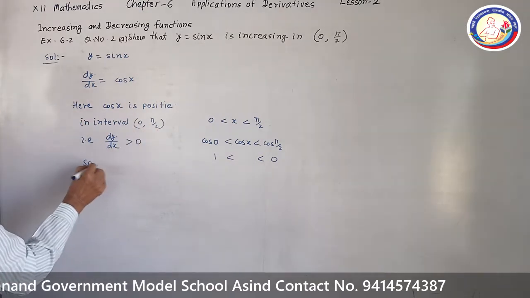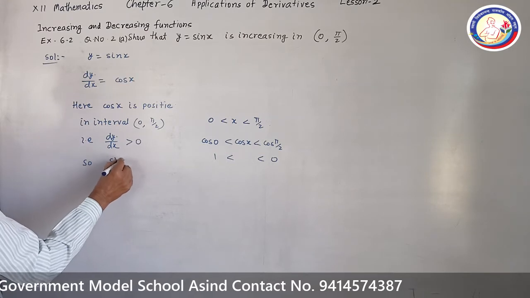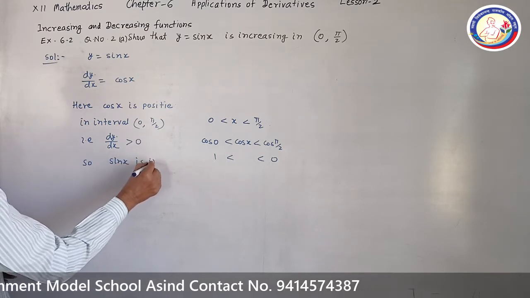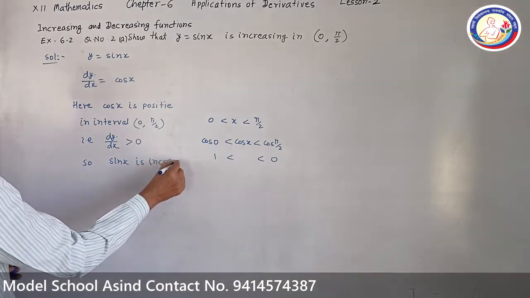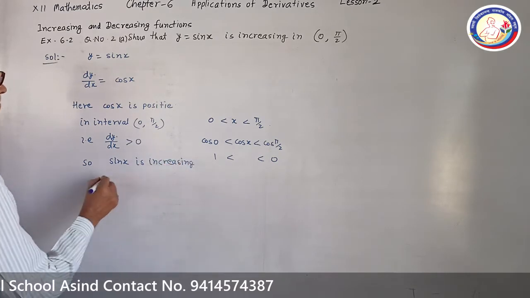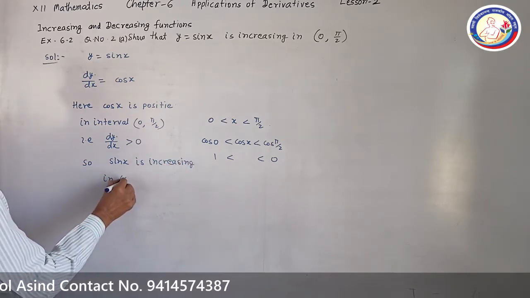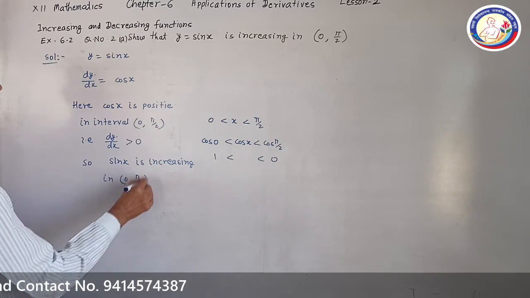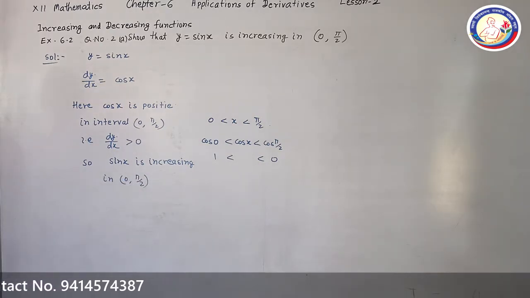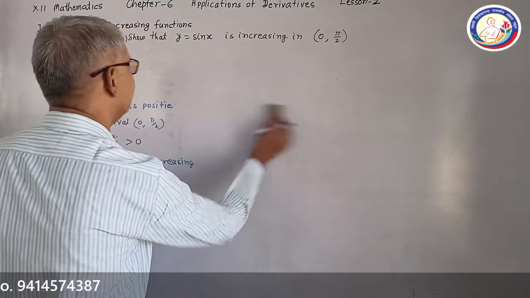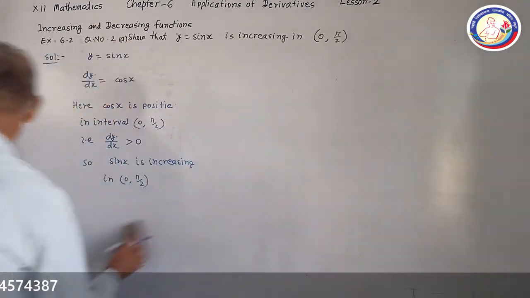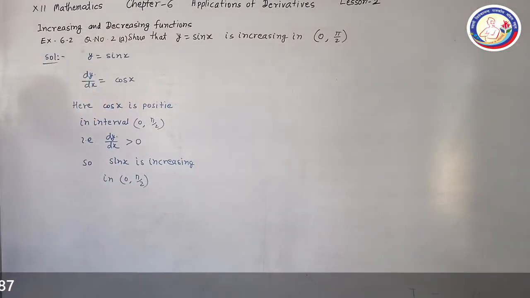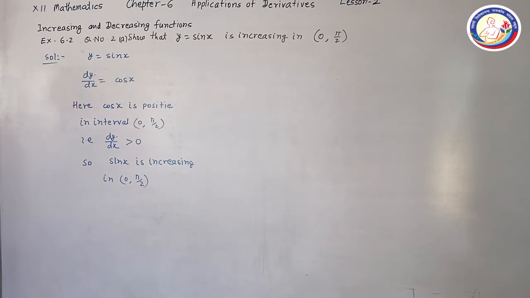So, sin x is increasing in 0 to pi by 2. Its second part, we can also show for second part that in interval pi by 2 to pi, this is a decreasing function.